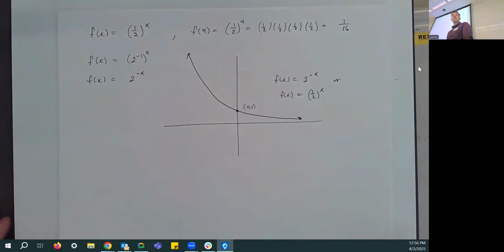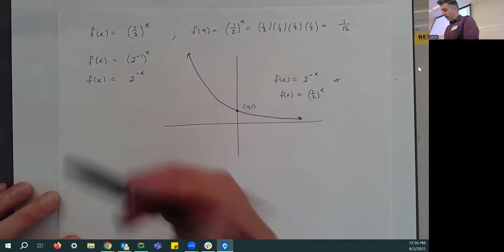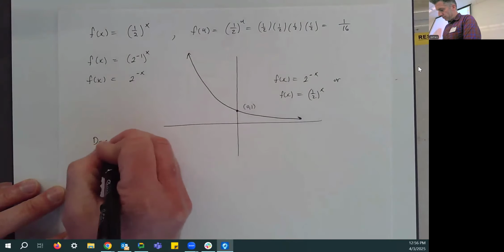All the same properties, same domain, same range, same asymptote, same y-intercept, but this one is decreasing instead of increasing. So this graph is decreasing.